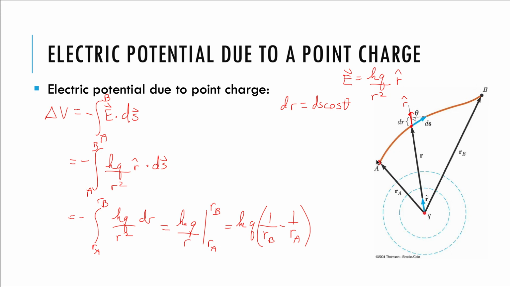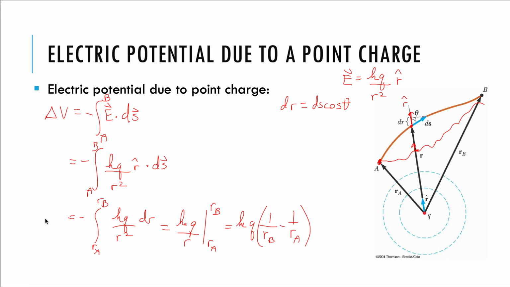And we can see that it's independent of the path, because if we had taken another path, that dot product is always going to give us that component of the path that is along the r direction. And if we're going to the same points, that dot product is always going to be the same.